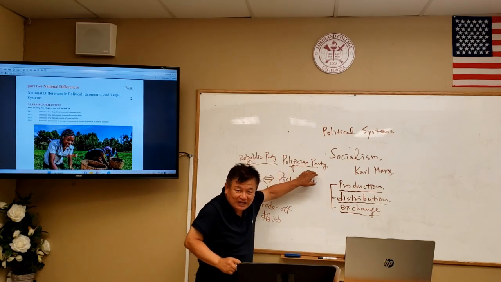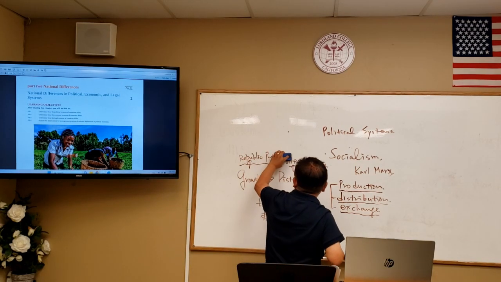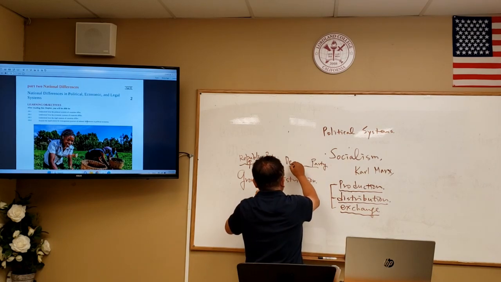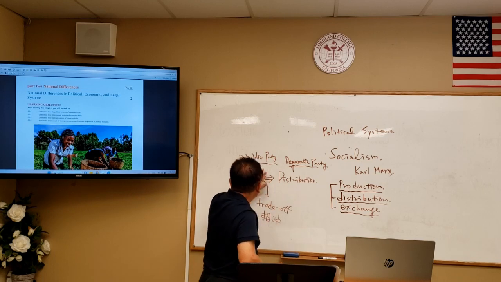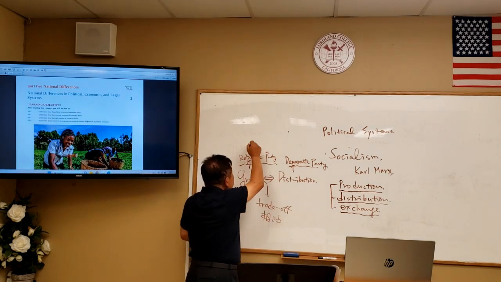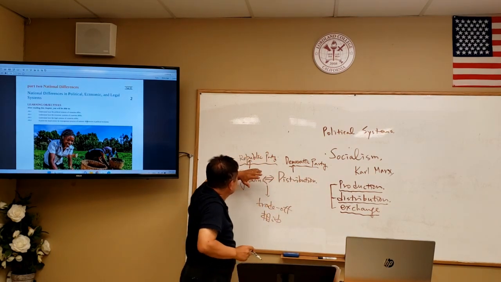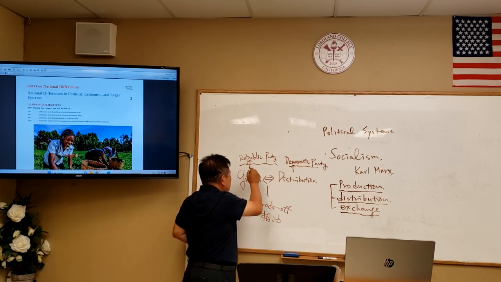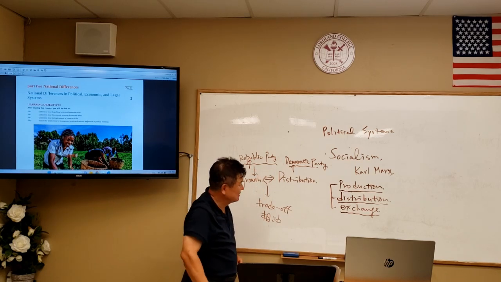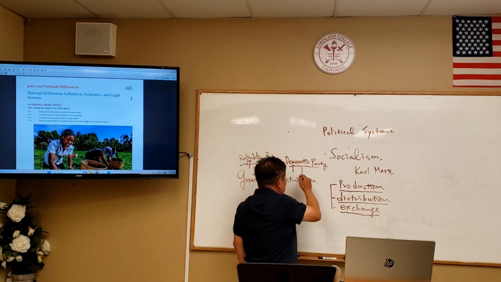The Republican Party and the Democratic Party. So the Republican Party focuses on growth, but the Democratic Party focuses on distribution.